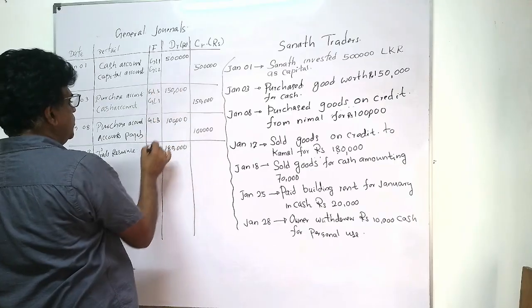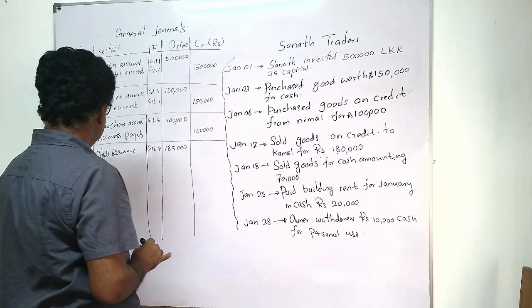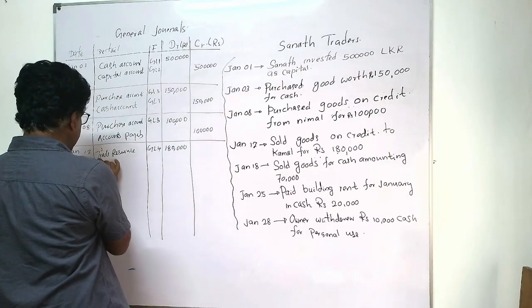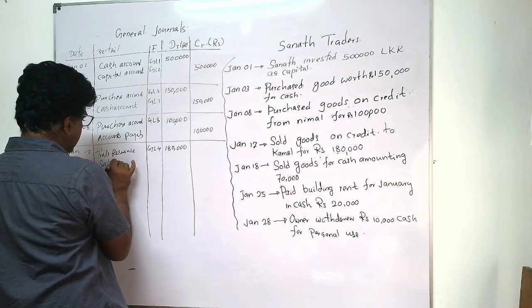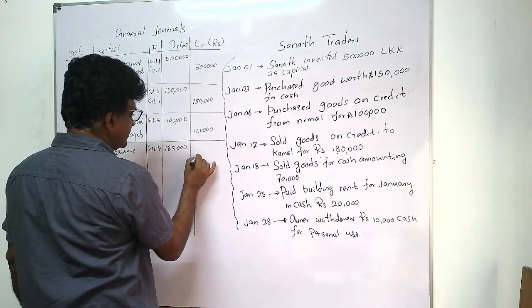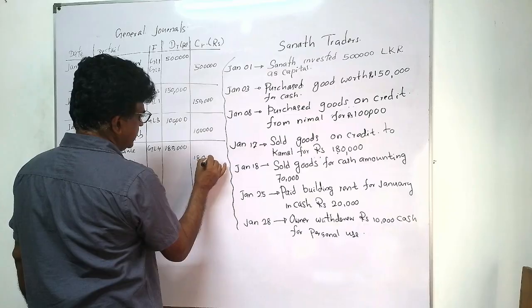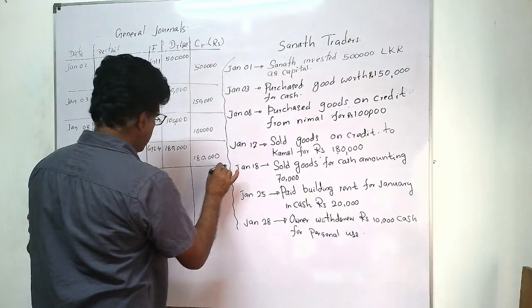This is a new GL account. We'll say that is 180,000, and sales account, that is to be credited by the same amount. Finish.